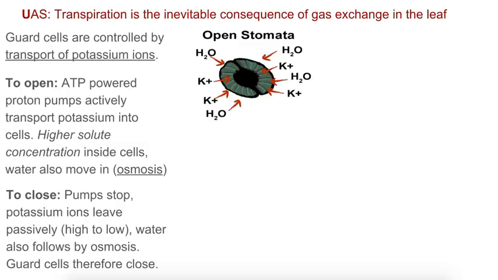Now to close, these active transport pumps stop, and the potassium ions, which now are in high concentration, move passively outside of the guard cells to low concentration. And as such, the water also follows by osmosis. The guard cells therefore become flaccid and sag and close.